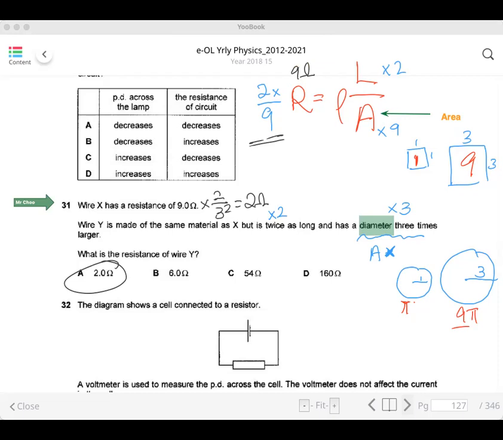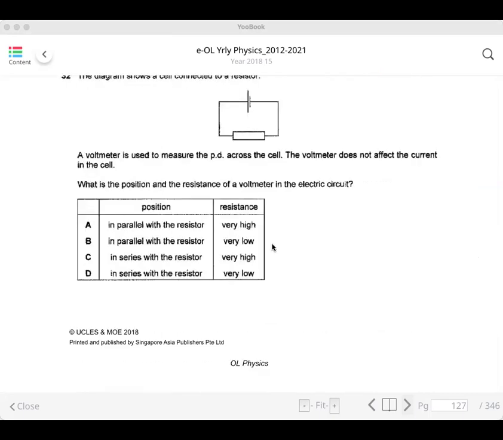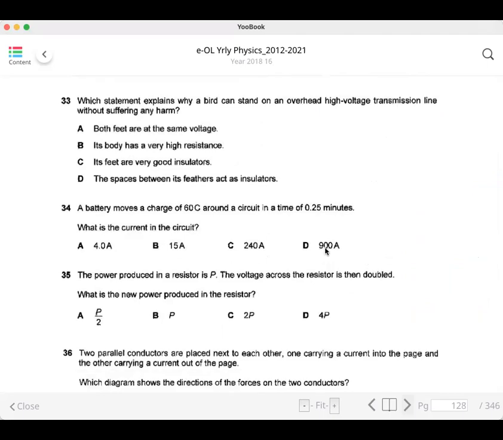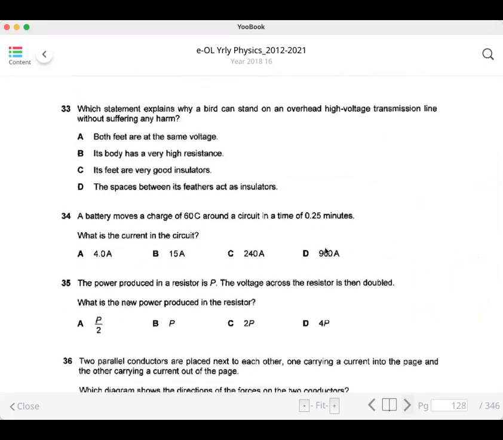How are you? Okay? All right, let's do the next question. The next question will be 34. Do question number 34. You may begin.